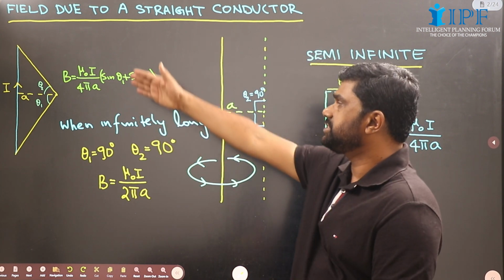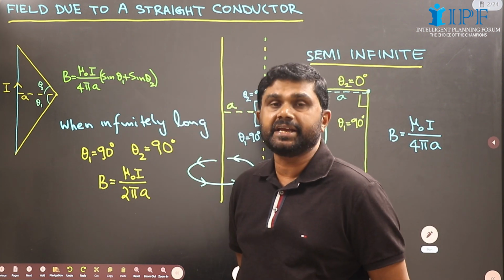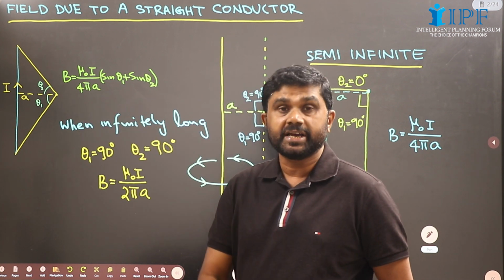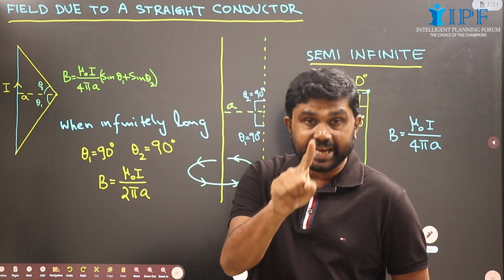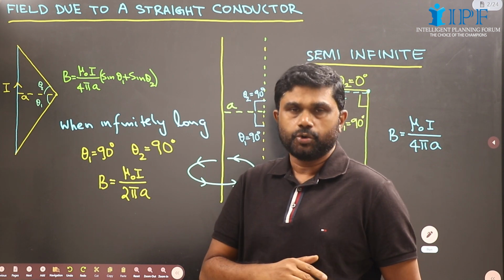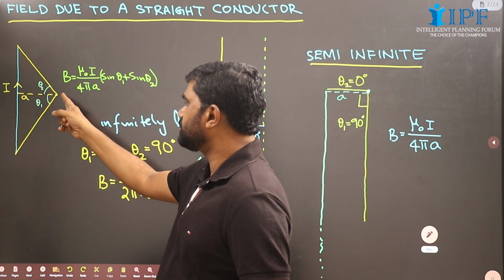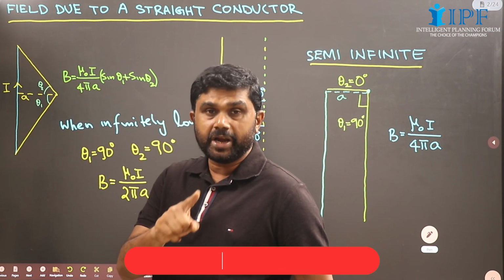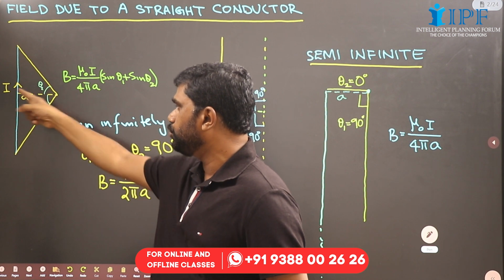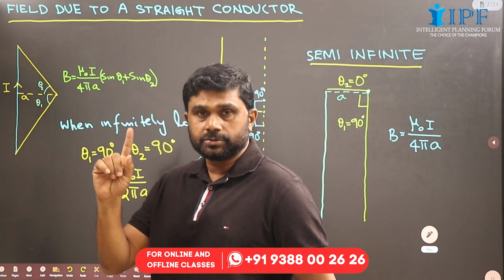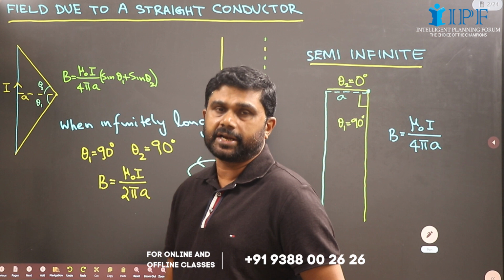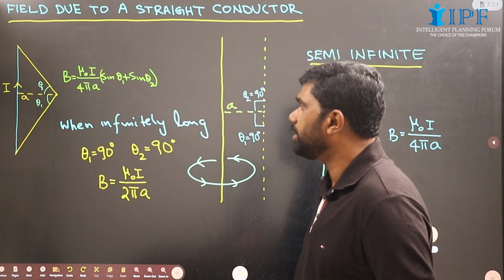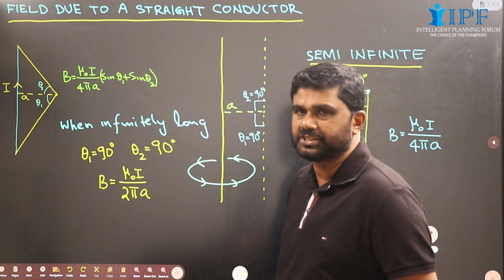Now this is a straight conductor carrying a current capital I, and here is the point of observation at a perpendicular distance a, small a, from the conductor. We have to draw two lines from the point of observation to the two ends of the conductor, and these two lines make angles theta 1 and theta 2 with the perpendicular drawn from the point to the conductor. The magnetic field intensity is given by mu 0 I divided by 4 pi a, times sin theta 1 plus sin theta 2.